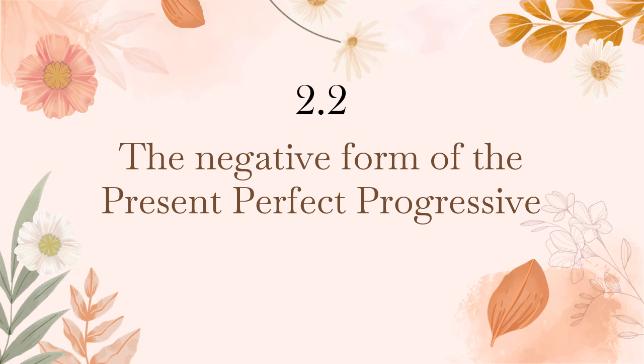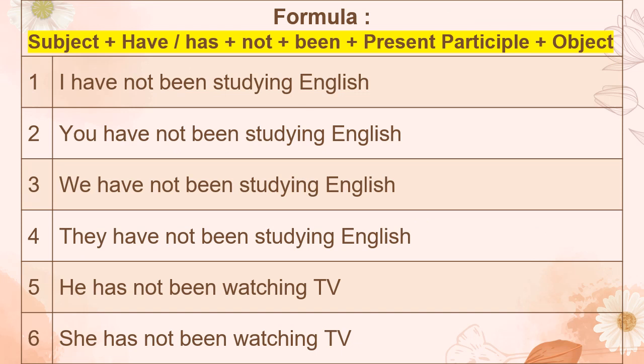The negative form of the present perfect progressive. The formula to make a negative sentence in the present perfect progressive is subject plus have or has plus not plus been plus present participle plus object.